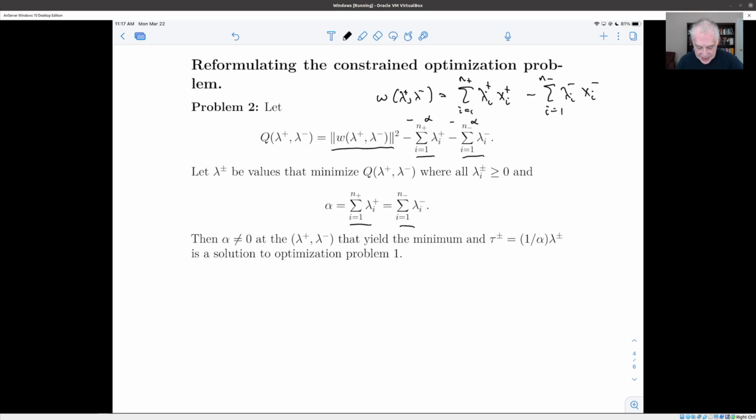Then what we're going to show is that at the minimum, at the lambdas which minimize this new function q, the alpha, which is the sum of the lambdas, is not 0. And if you divide the lambdas by alpha, so that now they do sum to 1, then you've got a solution to the original problem. So you would find the lambdas that solve this problem, divide them by alpha, so instead of summing to alpha they sum to 1, and then go back to the original problem, and you would have found the closest points in the two convex hulls. And what we need to check is that these two optimization problems are equivalent, or at least that this one gives you a solution to the other one.